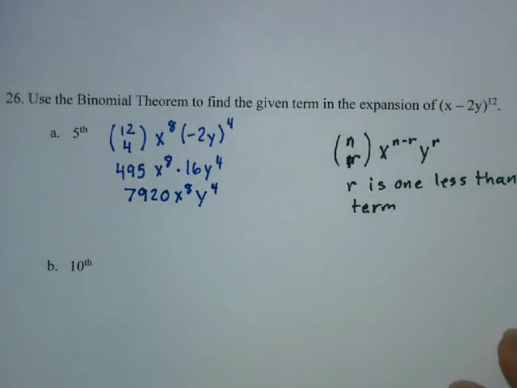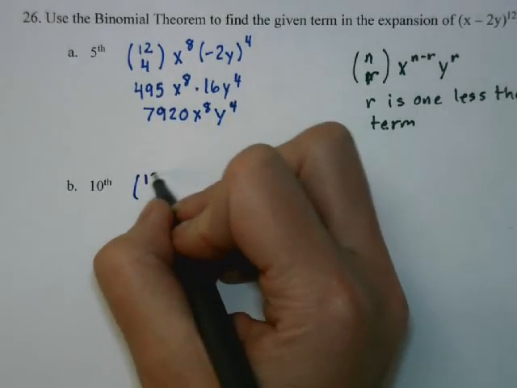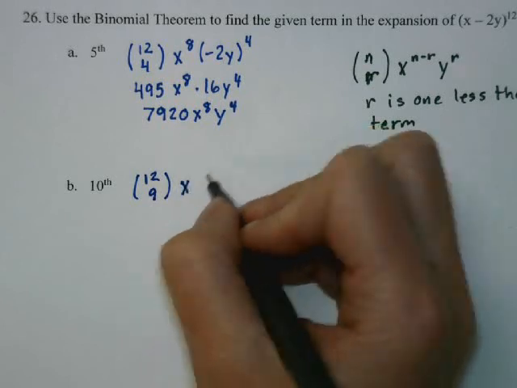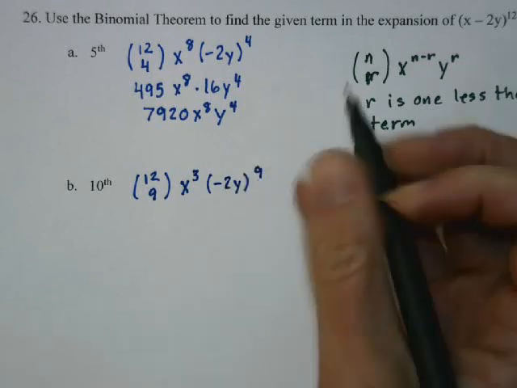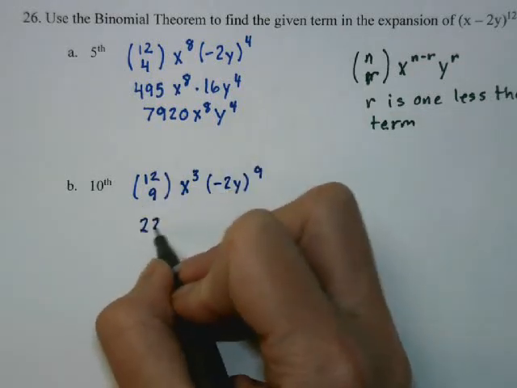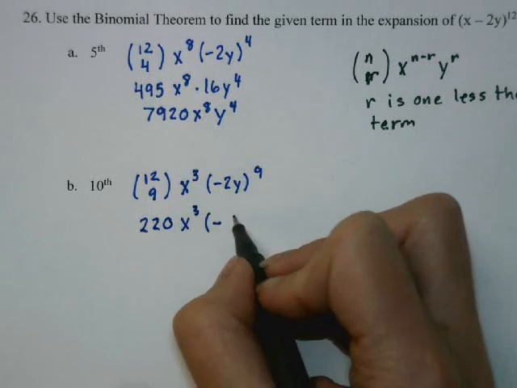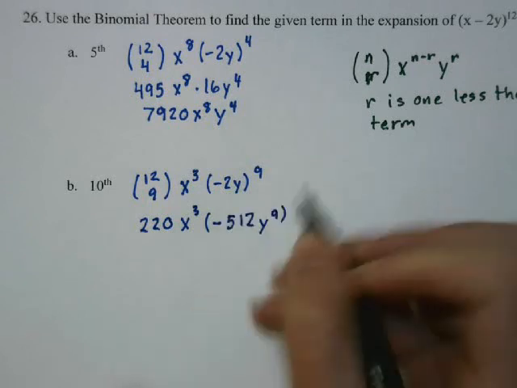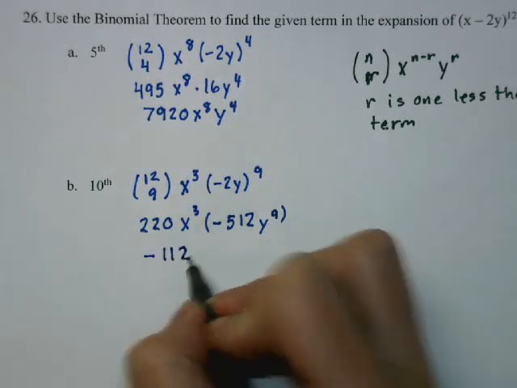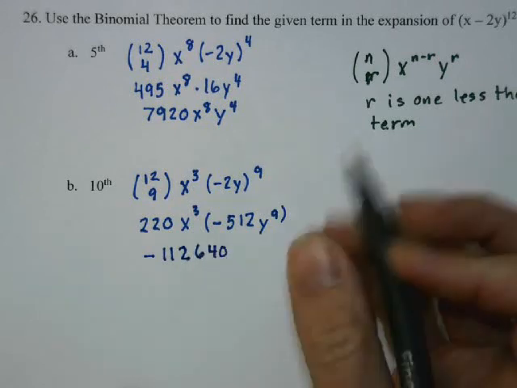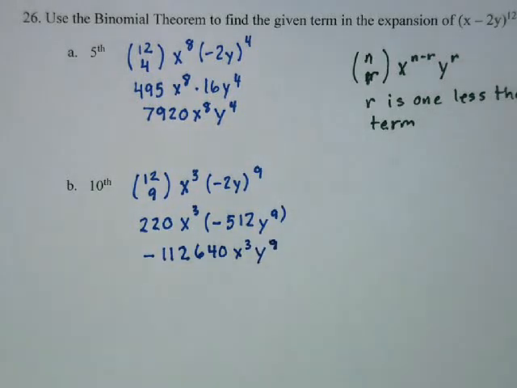For the next one, it's going to be 12 and 9. x to the 12 minus 9 is 3. Negative 2y to the 9. Using the calculator, that's going to be 220 x cubed. This will be a negative 2 to the 9th, which is 512. So if I multiply those two constants together, we get a negative 112,640 x cubed y to the 9th. So that is your Unit 8 review.